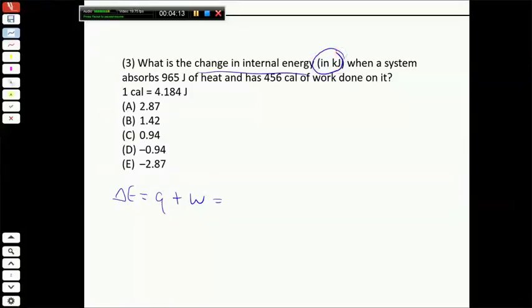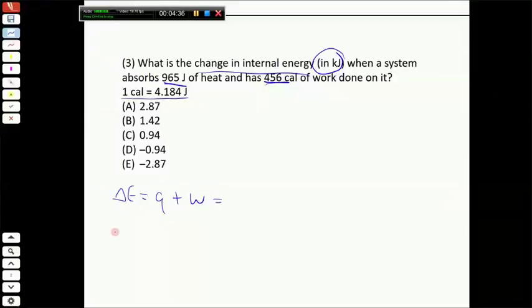And we notice that the two terms that we have, this is our Q here, 965 is in joules, and then the work is 456, but it's in calories. So one other conversion factor which I gave you here is that 1 calorie is 4.184 joules. Anytime we're adding two numbers together, they have to be in the same units before we can add them. So we need to make sure that the two numbers are in the same units before we add them.